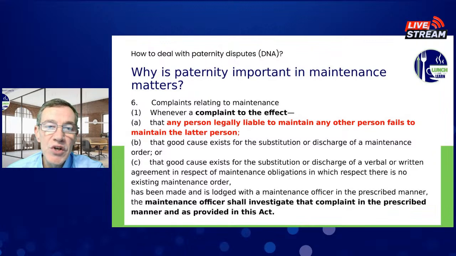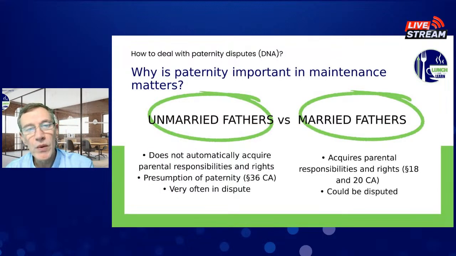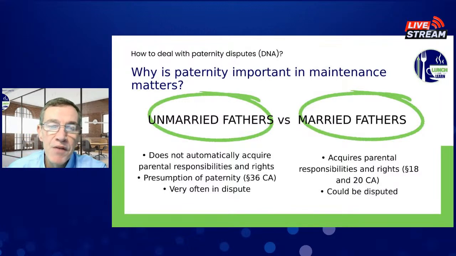So one would ask the question, who is a legally liable person to maintain? Obviously, in the sense of maintenance, one would look at the father. That would be the legally liable person to maintain another person. So we need to delve a little bit further and think about the difference between married and unmarried fathers. Usually, about 90% of the cases that I attend to at maintenance court involve unmarried fathers, fathers that were never married to the biological mother.